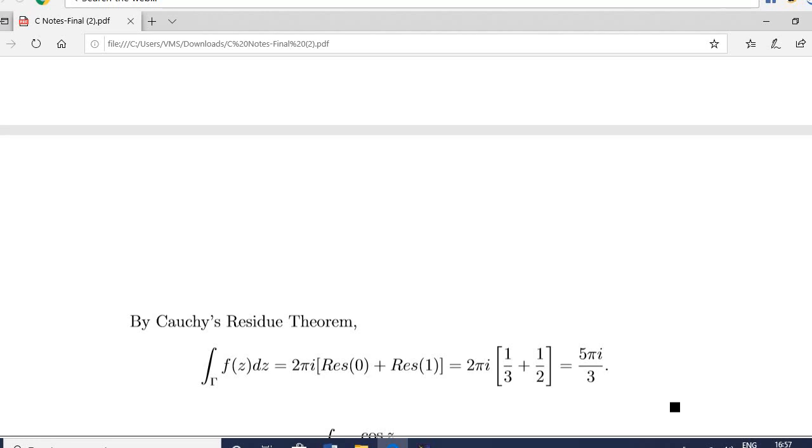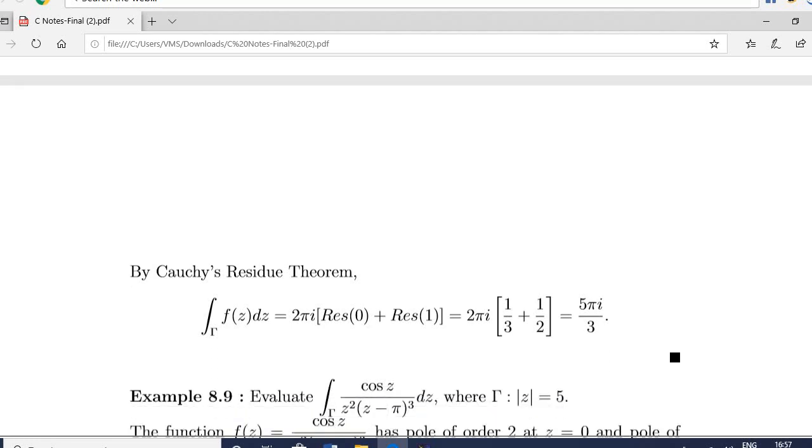So the integral over the given circle mod z equal to 2 of the given function turns out to be 5 pi i by 3. So the residue theorem comes in handy because now you don't have to use any definition of f(z(t)) z'(t) dt and so on. Directly you get the answer 5 pi i by 3.